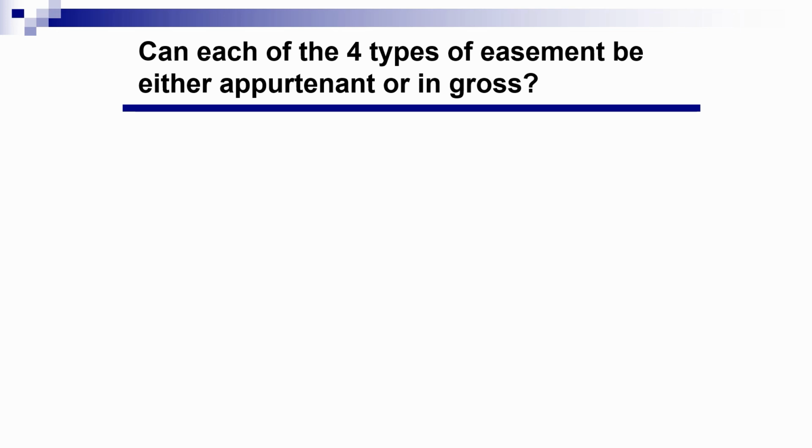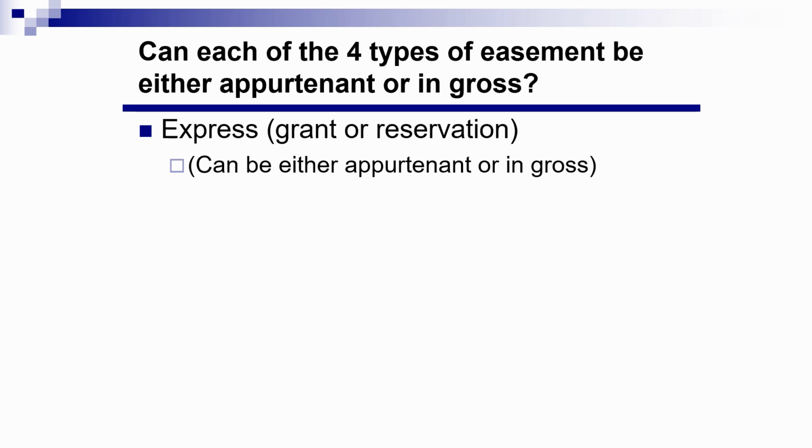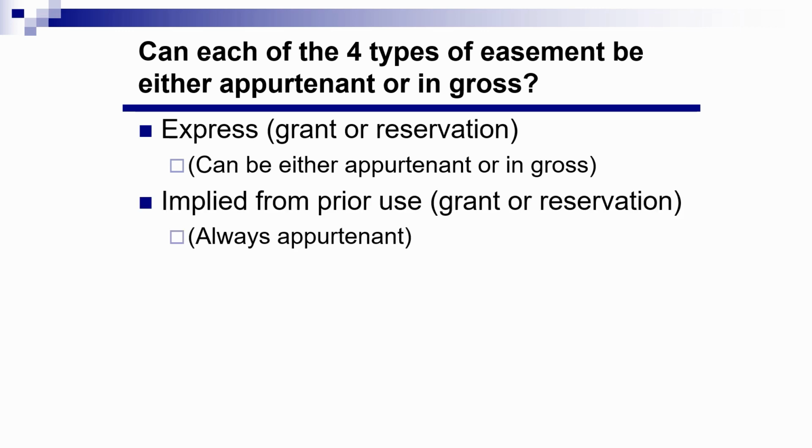Now that we've talked about the 4 ways of creating easements, we need to ask a question about them. Can each of the 4 types be either appurtenant or in gross? Well, if we start with the express easement, the answer is yes. An express easement, whether it's created by grant or a reservation, can either be appurtenant or it can be in gross. Implied easements, on the other hand, because they are implied from prior use of one parcel to benefit another parcel, are always appurtenant easements.